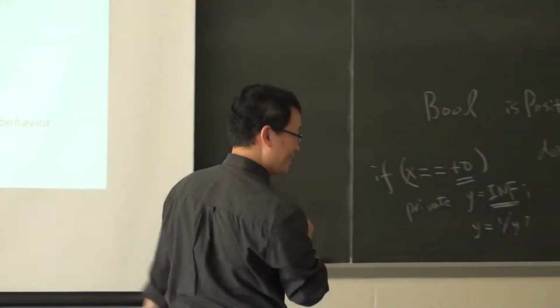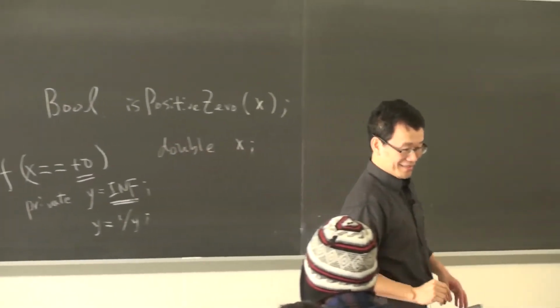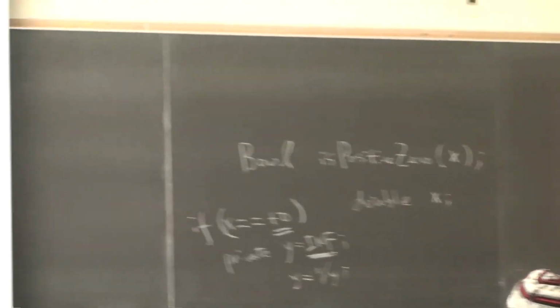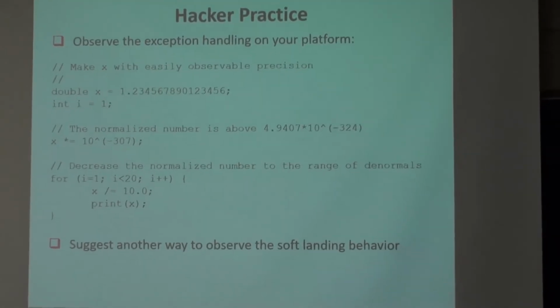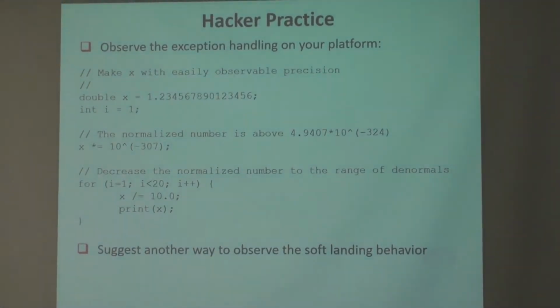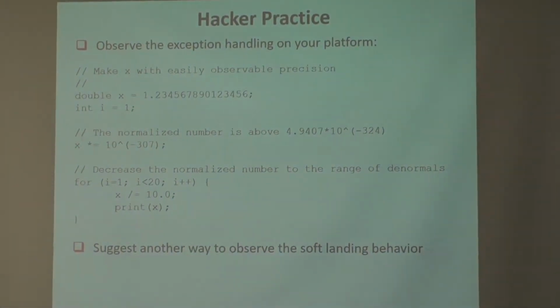Yeah, increase the precision. But then it's still very funny. So I just multiply by 10 to the negative 307, and it gives me negative 386. So I have double x. I print it out, which is 1.234, whatever that is. And then I just multiply it by 10 to the negative 307. I print it out, and then it's negative 386.